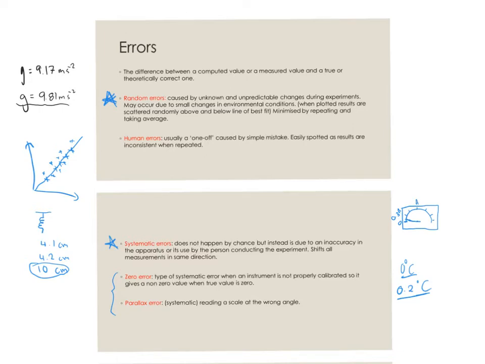So that means that all of your measurements of current will be 0.3 above what they're supposed to be. That is a systematic error. Now, what we mean about a person causing systematic errors while they're conducting the experiment is usually through parallax error. So basically reading the scale at the wrong angle.